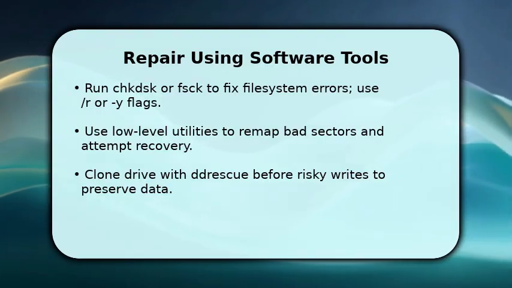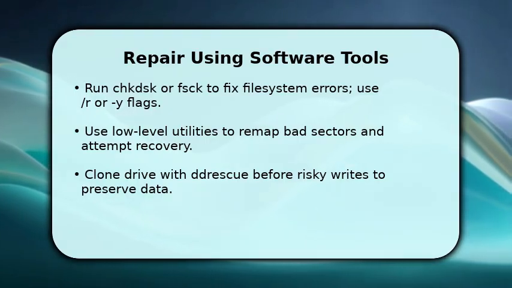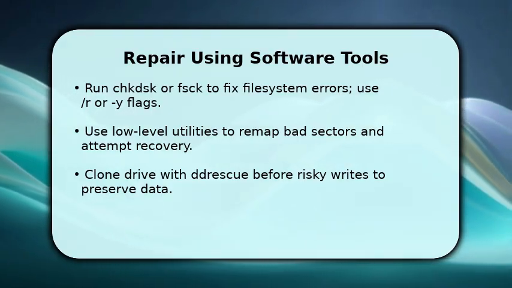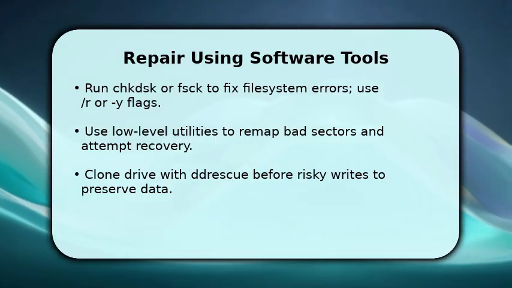If bad sectors appear, use a utility that remaps sectors or runs a sector-by-sector scan to isolate damaged areas. Before any destructive action, clone the drive with ddrescue so you have a fallback image.